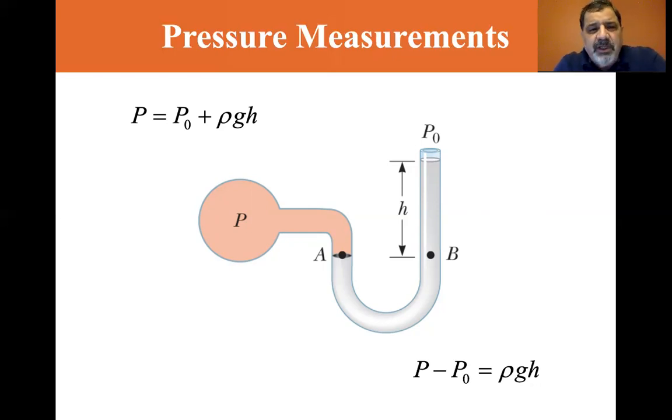The absolute pressure is the atmospheric pressure plus the rho gh, and if you subtract the atmospheric pressure, you get what is called gauge pressure. So when you put your little gauge to the tire, you get how much pressure is in the tire itself without taking into consideration the atmospheric pressure. So the absolute pressure is P, which is atmospheric pressure plus rho gh, and the gauge pressure is just the rho gh.